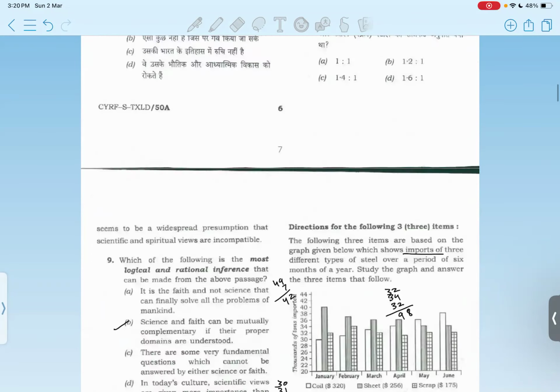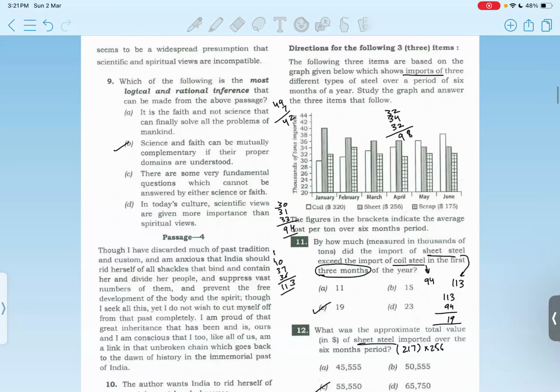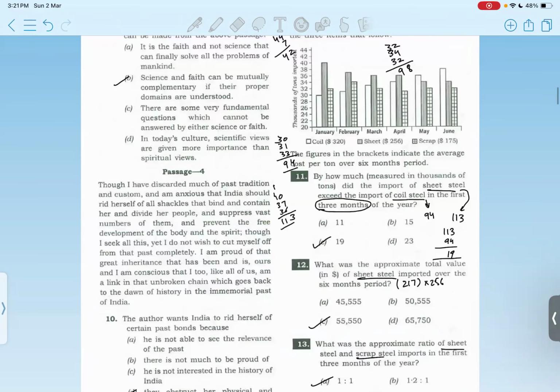Now, question number 11, we have again a graph and 3 questions on the data. Question number 11 is asking us to check by how much the import of sheet steel exceeded the import of coil steel in the first 3 months. So you have to stick to the first 3 months, calculate the total value of imports for sheet steel and coil steel separately, and then you have to subtract, because it is asking by how much amount it is exceeding.